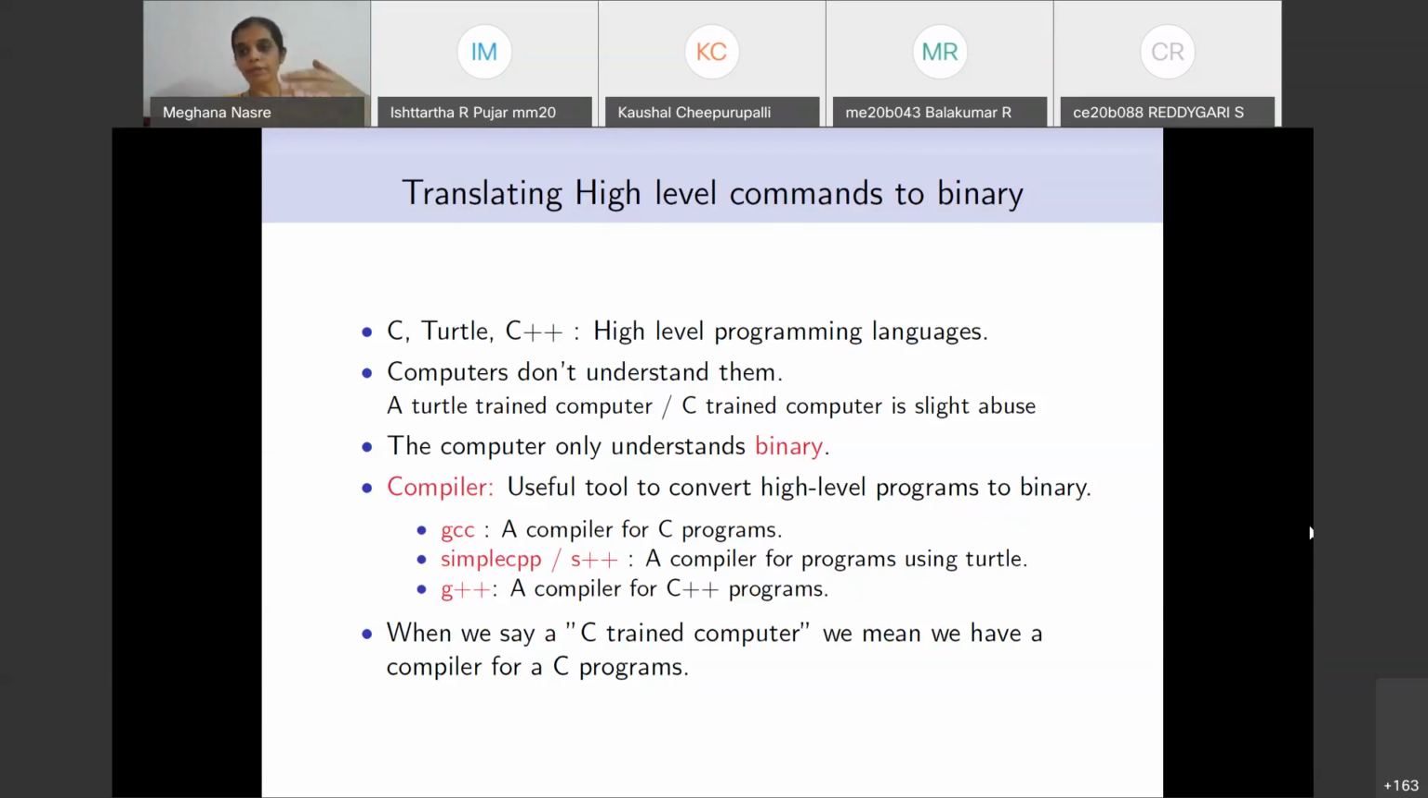And of course, simple CPP code will not work in GCC because a C compiler does not understand Turtle. It does not understand cout. It does not understand these things.